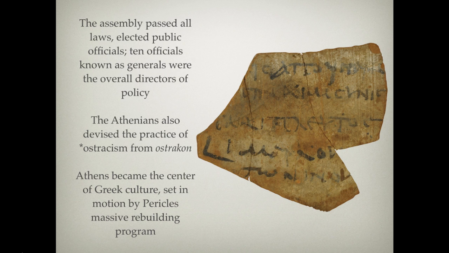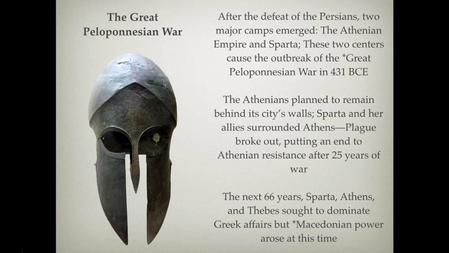Athens then became the center of Greek culture in a true sense, at least as we remember it, and Pericles set into motion massive rebuilding programs. Remember, under the Persians, their city had been destroyed, burned to the ground. And so Pericles, using the wealth from the Delian League, rebuilt the city in a massive and glorious sort of classical Greek sense. But after the defeat of the Persians, two major camps emerged from the Delian League in general, and those who refused to participate: the Athenian Empire and Sparta. Everyone gathered around these two rallying flags.